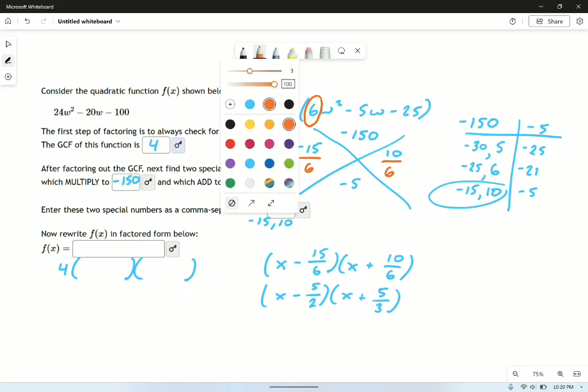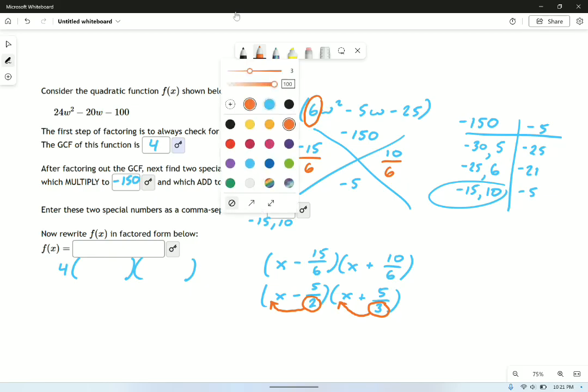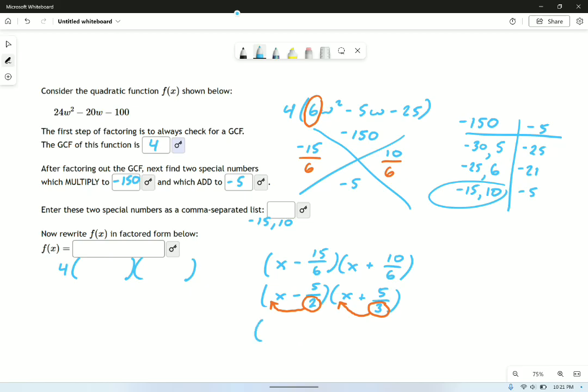For reasons I, again, don't have time to explain, we're going to take these denominators that are left after you tried to simplify, but maybe you couldn't go all the way. Sometimes you will have a denominator left, sometimes you won't, but if you do, you move it out in front of the x. So we get 2x minus 5 and 3x plus 5, and that is the factored form. This is your actual answer. So I can take that over here, put that in my answer box, 2x minus 5. Don't forget, you still have that GCF we found earlier.